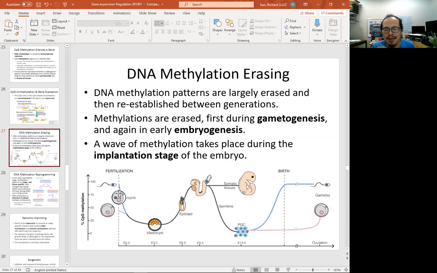So every functional cell will have a lot of CpG methylation, DNA methylation, to suppress those other potentials. So we have some methylation. When they fertilize and become a blastocyst, in the initial couple of cell divisions, all this methylation is erased. We don't have any methylation.